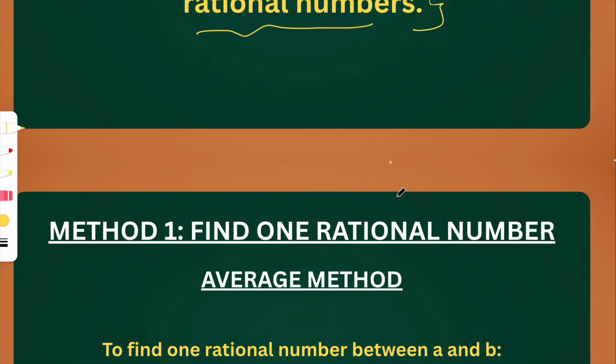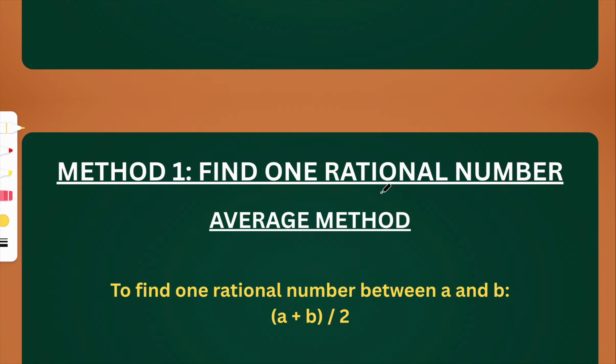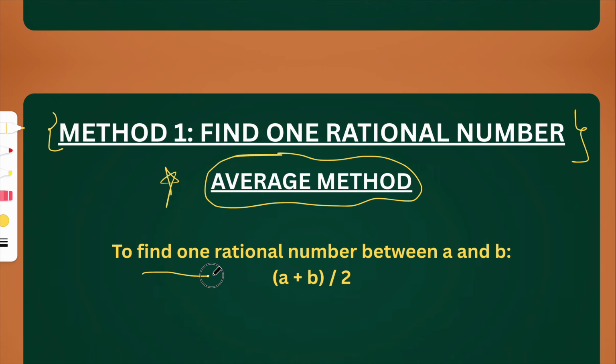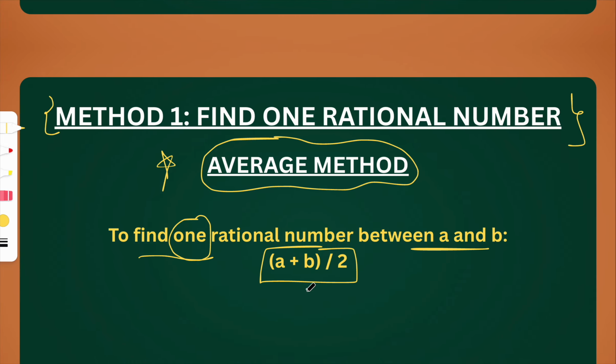Now we'll study further the methods to find rational numbers between two numbers. This is method one, which is generally known as the average method. To find one rational number, or multiple rational numbers, between a and b, we can use the formula (a + b)/2, that is the average formula.